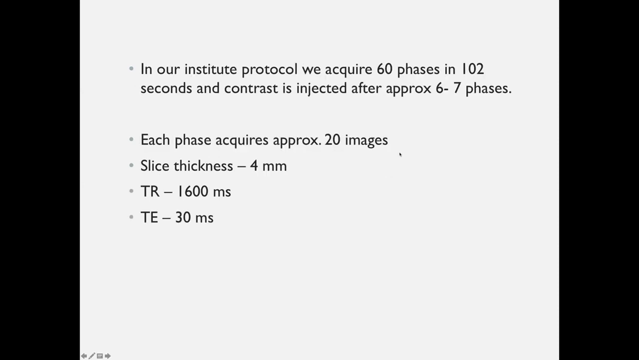In our institute protocol, we have 60 phases which we get in 102 seconds. For the first 6-7 phases we don't inject contrast, we inject contrast only at the 7th or 8th phase. Each phase acquires approximately 20 images covering the whole brain. So we have 60 into 20, 1200 images as raw data. Slice thickness is 4 mm, TR is 1600, TE is 30. This is vendor dependent.